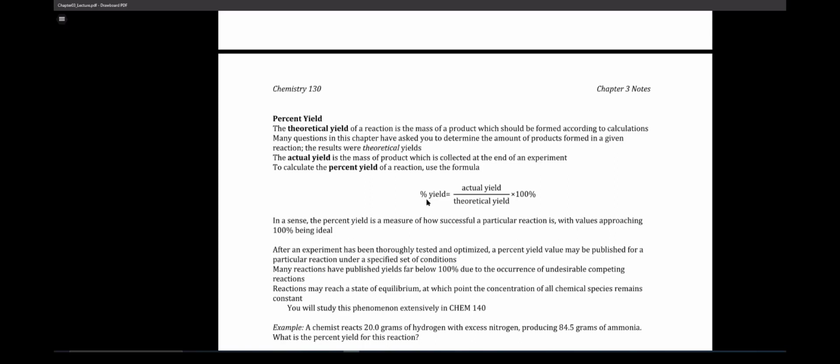That means that these chemists are experts. They've tried it over and over and over. And with everything they've done, they never get better than 45% of what they expect. That's disappointing because what does that mean? If you only get 45% of what you expect, you're losing a lot of your substance to other things, or just flat out waste, right?